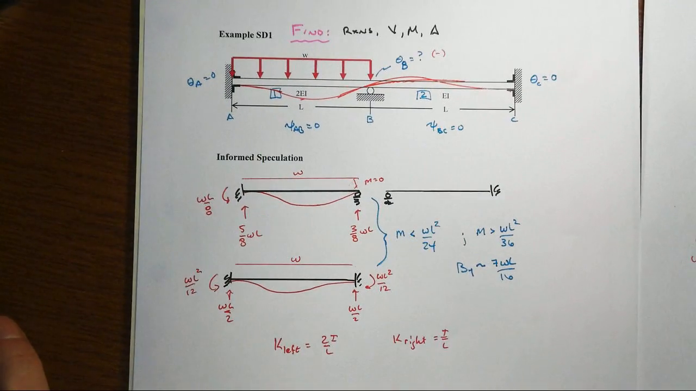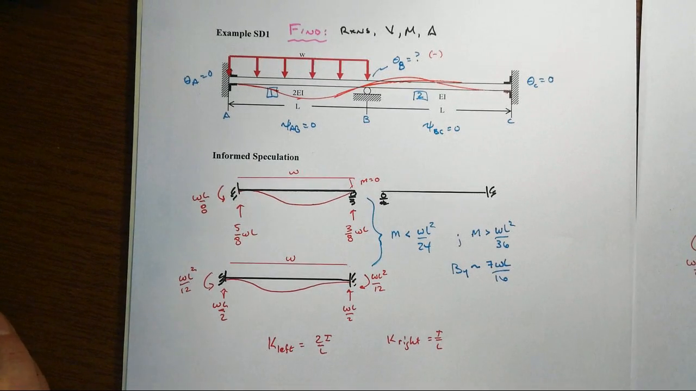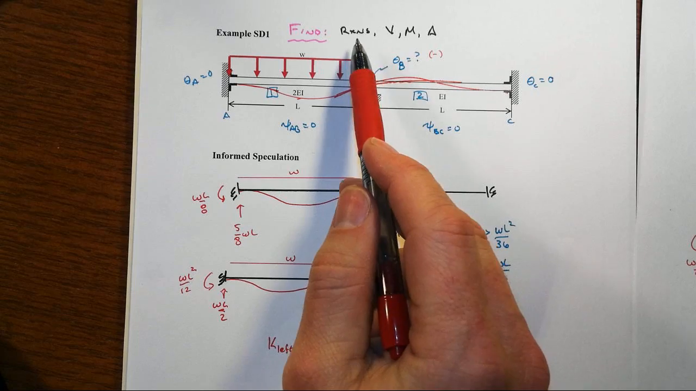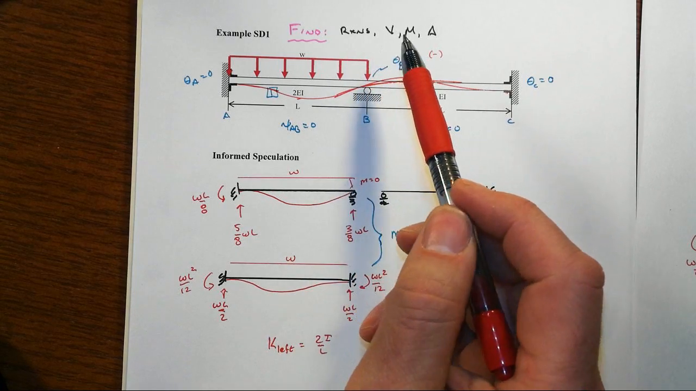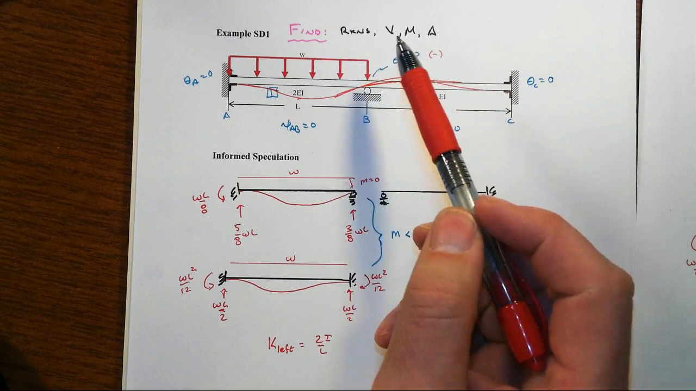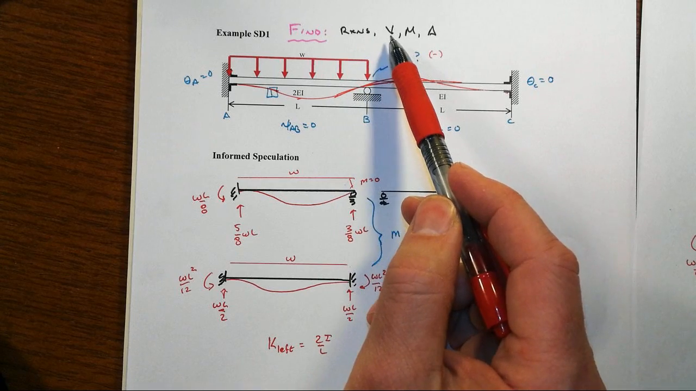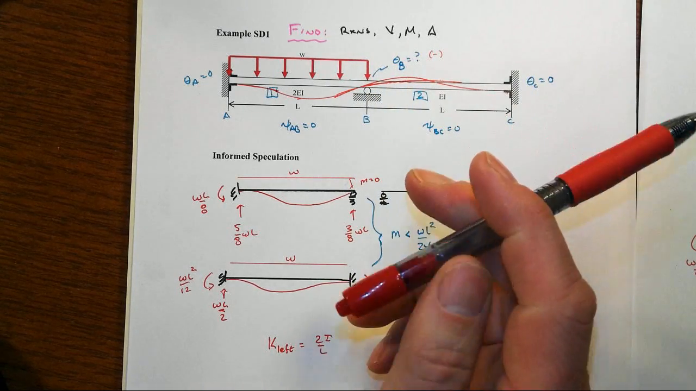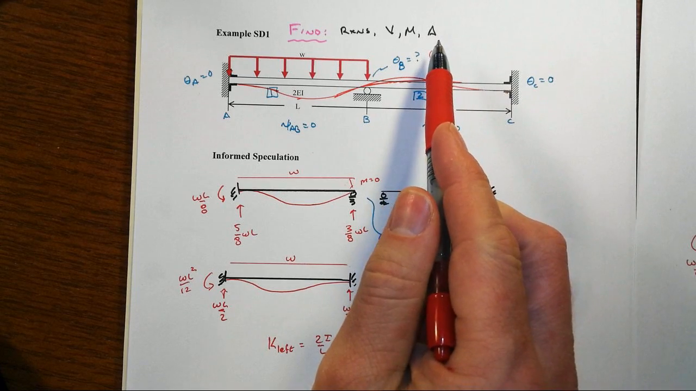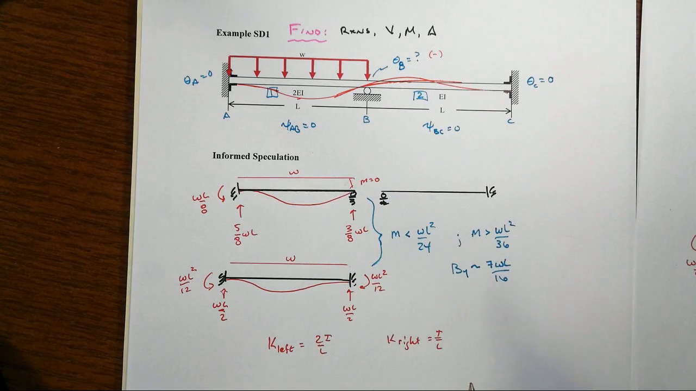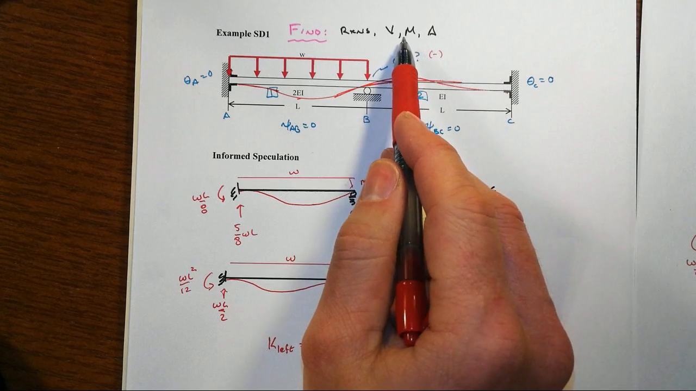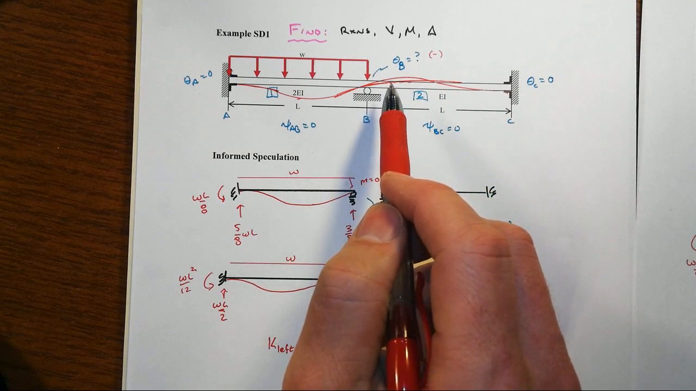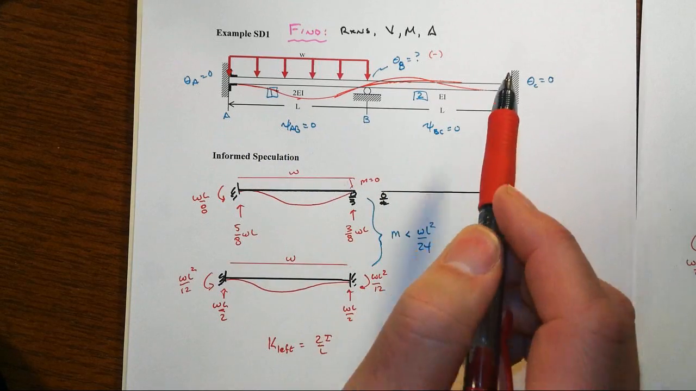Alright, so in this example, we had started off by making guesses about what certain selected response values might be, particularly the moment value and a few of the reaction values along the way, and also the deflected shape. We didn't do a whole lot more than we could have, in terms of guessing the shape of the moment diagram and that sort of thing. But we focused on this elastic deflected shape.